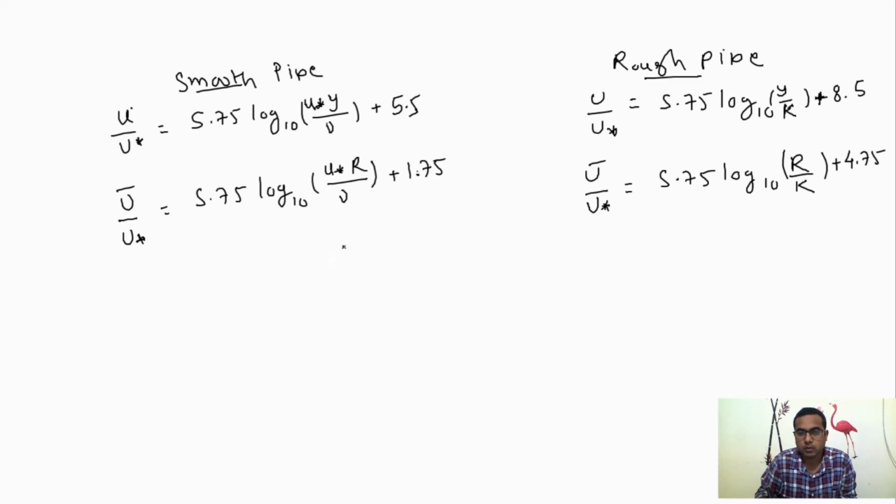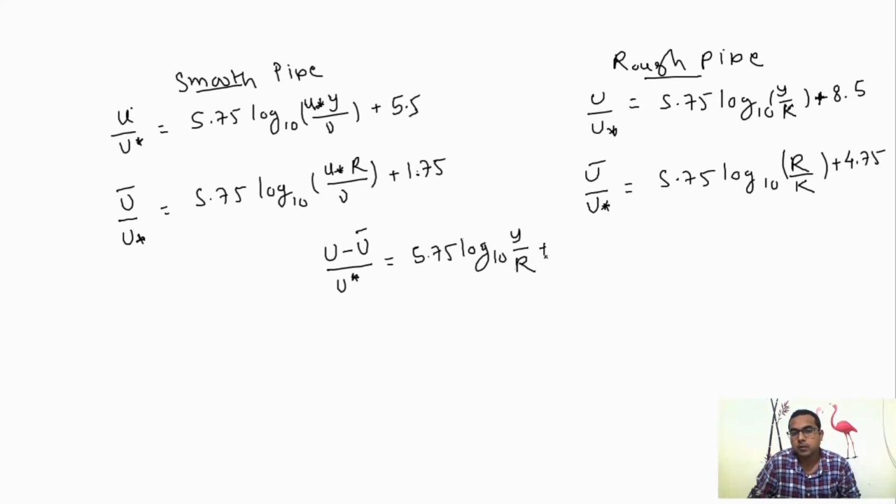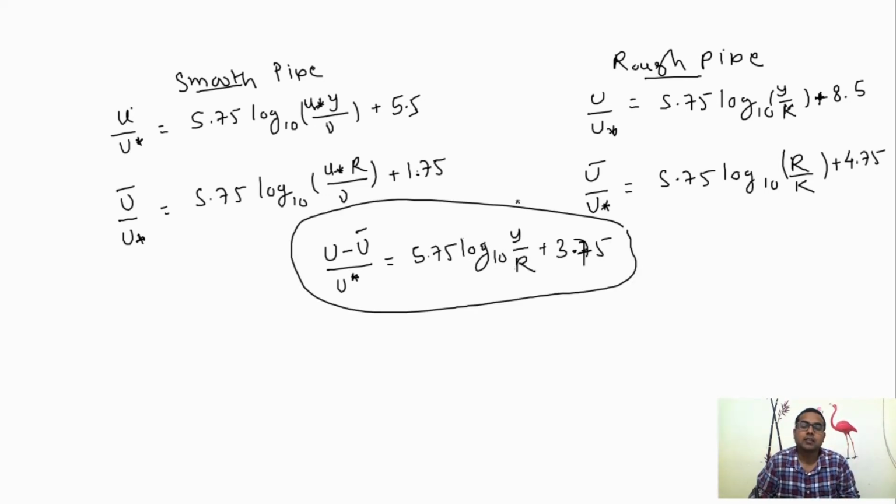And one last formula which is common for both is 5.75 log base 10 Y by R plus 3.75. This is how you have to remember these important formulas. And this is all for the turbulent flow.